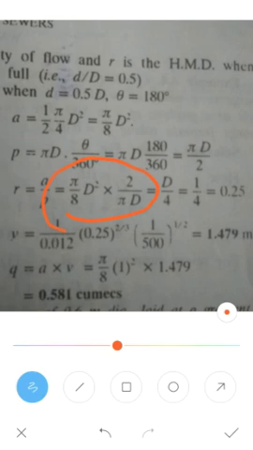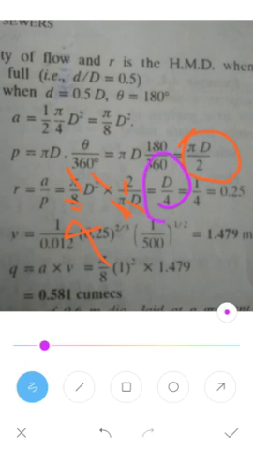See here, pi d square divided by 8, and this perimeter will become pi d divided by 2, so after reversing it will become 2 by pi d. Then d square and d will get cancelled. 2 ones are 2, fours are 4. Pi and pi will get cancelled. Then the rest of the things: one is the 4, another is D. So the answer will be the hydraulic mean depth is equal to D by 4.